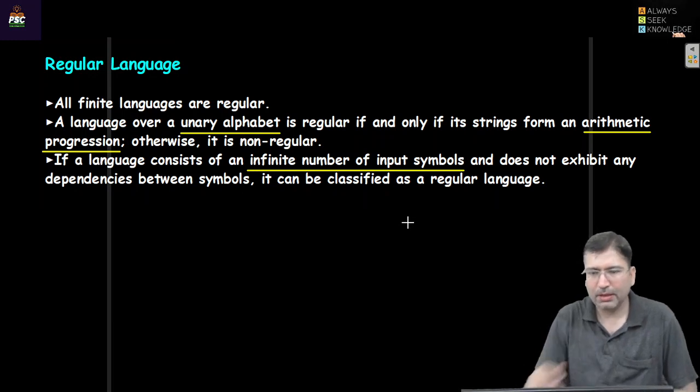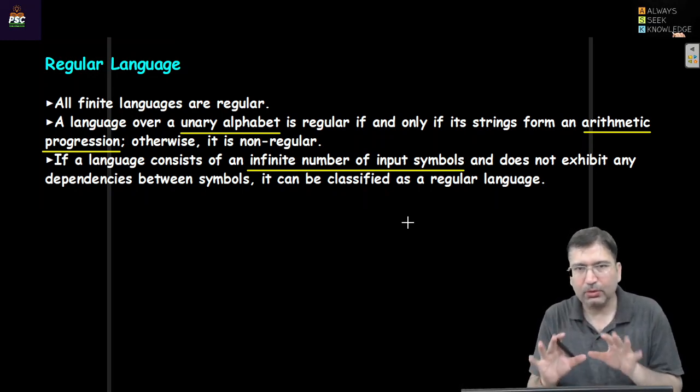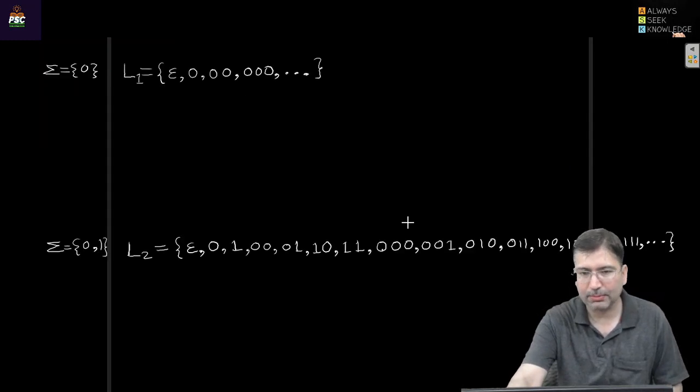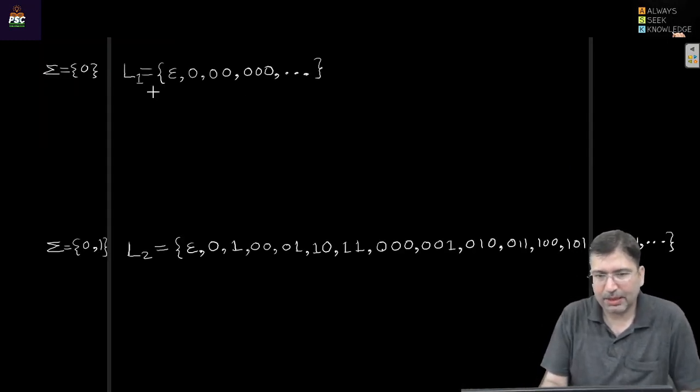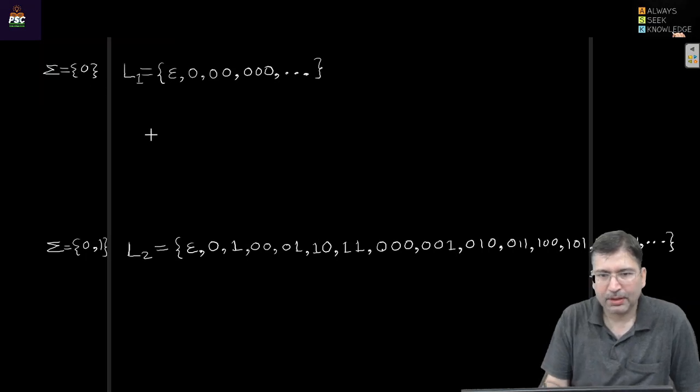Please do remember, when we discuss the operations on languages, we will discuss a few more properties, but as of now, just to define the regular language, remember all these things and take a few examples. The very first example I am taking is L1. L1 is defined over an alphabet that has only one symbol, so a unary alphabet.